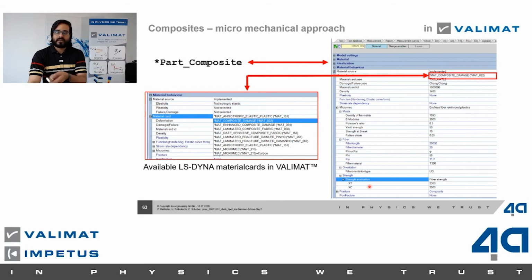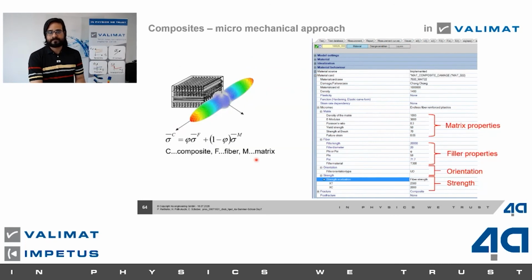So on the left, you see an overview of all the material models that are available, which are accessible when you select not isotropic elastic in the elasticity option. So you have all the models that I just introduced before. We have also the MAT 4A MicroMec, the MAT 215, which Peter gave a really nice introduction on earlier. Again, we have our micromechanical approach where we define the matrix properties, the filler, the fiber properties, and then basically information on the orientation and the strength.